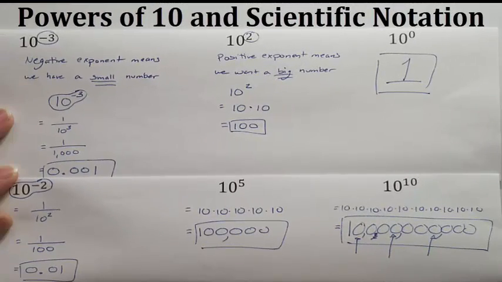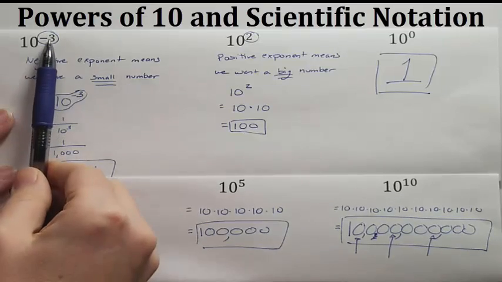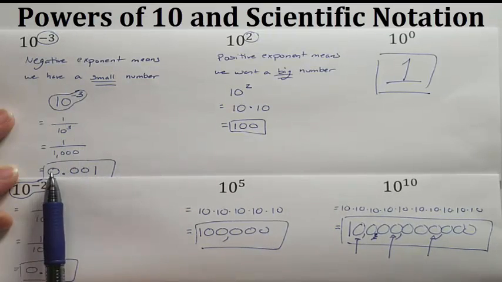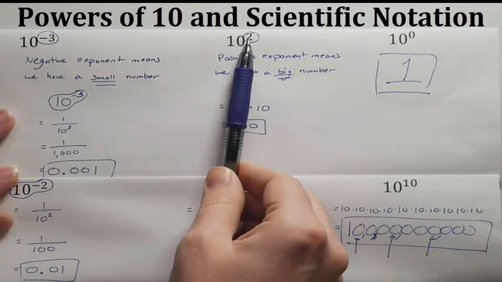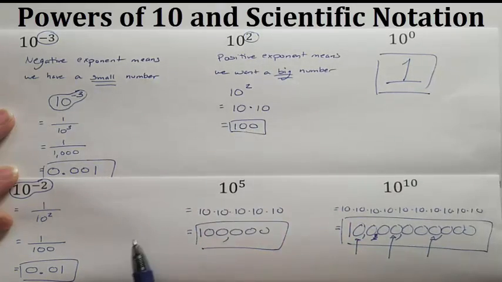Looking at the problems we did earlier today, can you see that pattern? Negative exponent meant smaller than 1. The number was 3. There were 3 zeros. Negative exponent meant the number was smaller than 1. Number was 2. 2 zeros. Positive exponent meant the number was going to be bigger than 1. Number was 2. 2 zeros. Positive exponent meant the number was bigger than 1. The number was 5. There were 5 zeros.